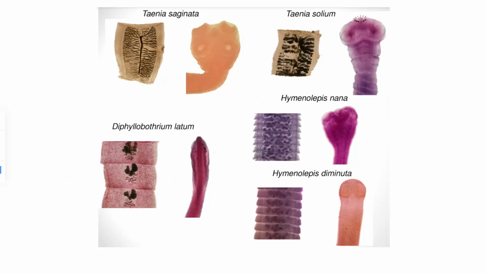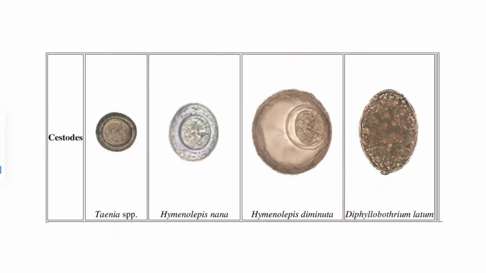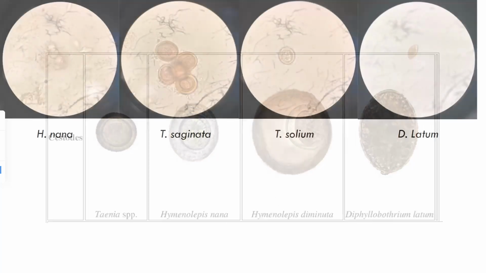This is a diagram that will help you differentiate the proglottids and scolices of the main species that you need to be able to differentiate. So plan on studying these images. You will see these images again in future questions. And then this is a picture differentiating the major morphologies of the different types of tapeworm eggs. Again, you're going to want to study these pictures.